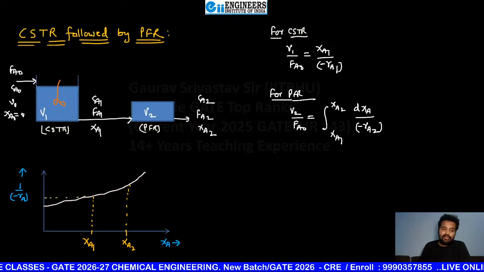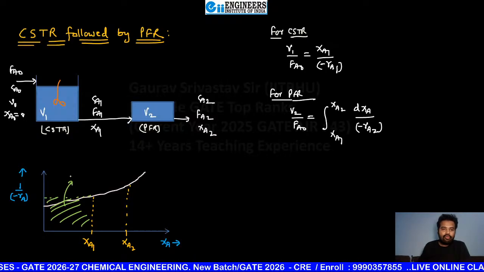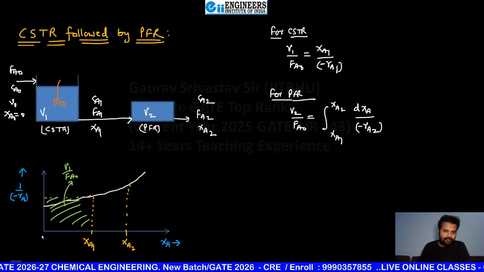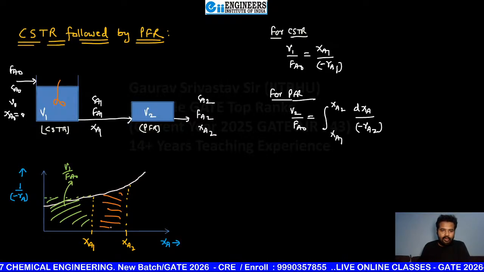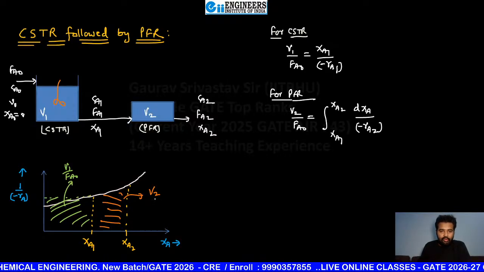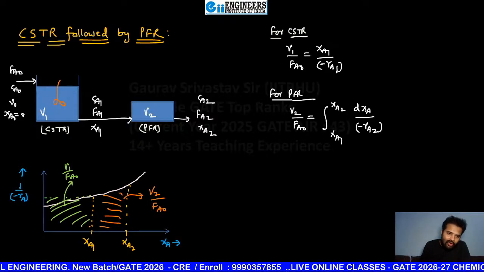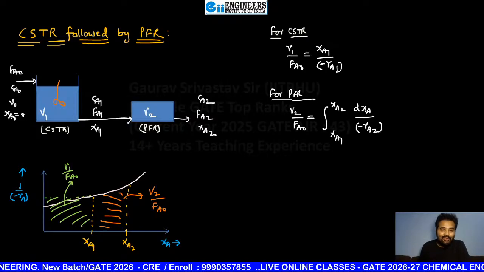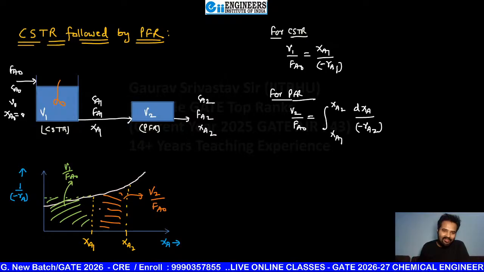So this is your CSTR. So it will give you V1 by Fa0 and here it will give you V2 by Fa0. Now see beta, V2 by Fa0, how to write limit here? See, area under curve Xa1 to Xa2 of 1 by Ra. See, Xa1 to Xa2. Are you able to understand with the help of this graph?